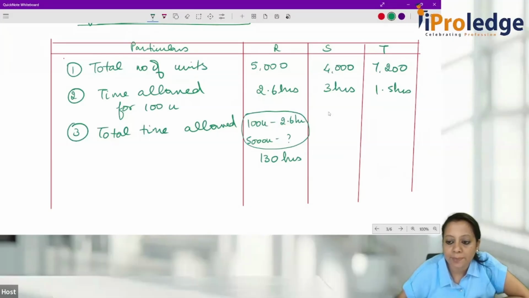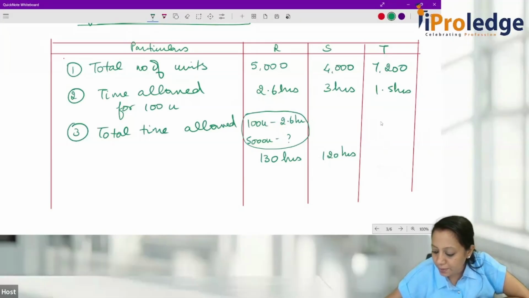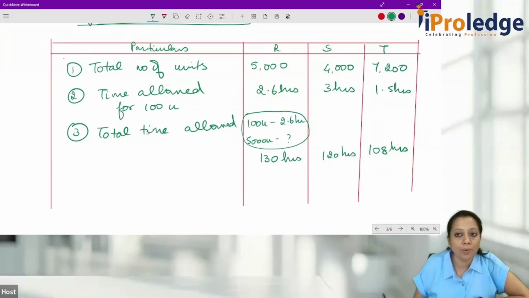Is it 120? Anyone wants me to show it? Comfortable, no? Everyone? Yes. So next one is 108 hours. So this is the time allowed for the given task. Okay.